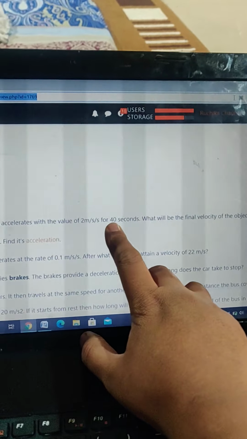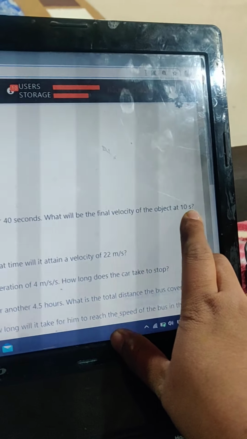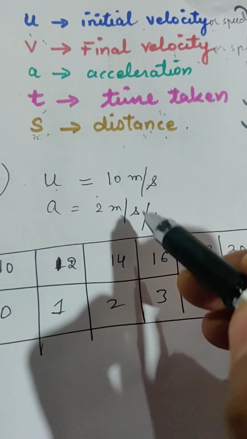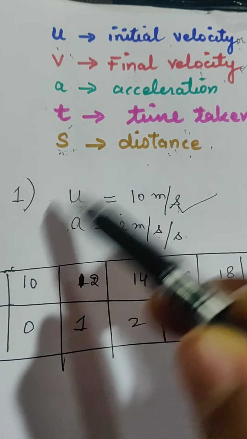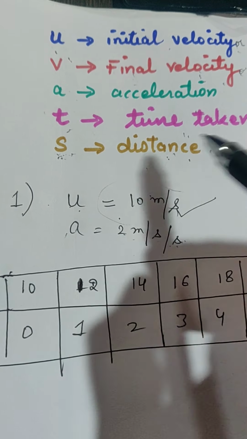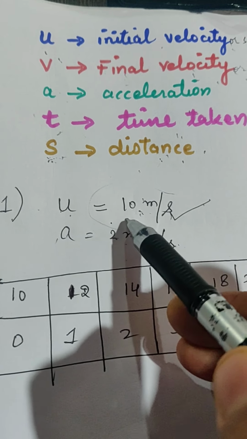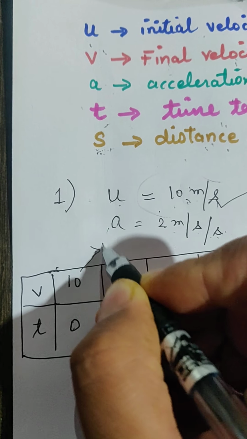So if it's accelerating for 40 seconds, it doesn't matter, because we have to find out this velocity at 10 seconds. Okay, so now let's think. First we'll do it logically. So here I have written u equals 10 meter per second and acceleration is 2 meter per second squared. What does it mean? That in every second there will be some change in this value in the next second. Means at 0 seconds, this is the initial velocity u.